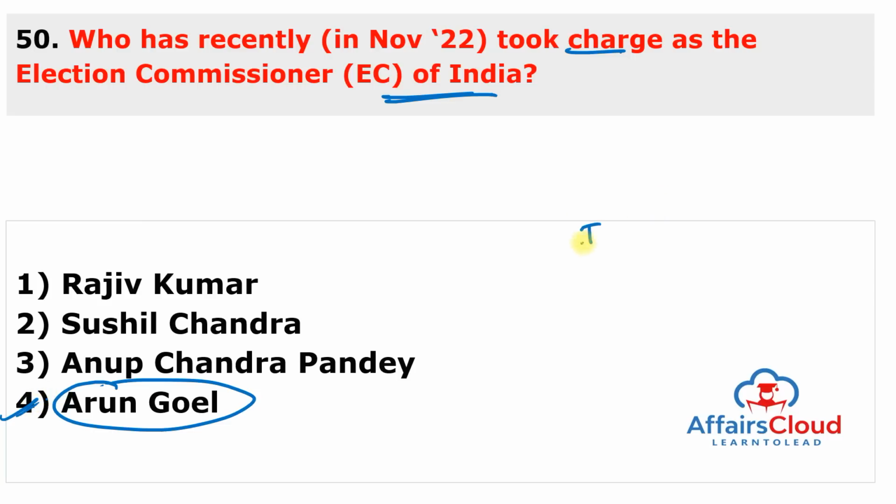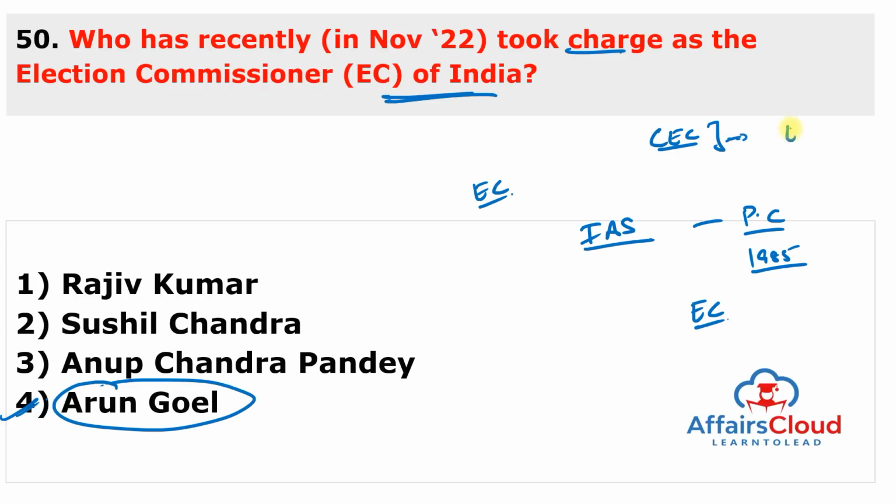Arun Goyal, the retired Indian IAS officer, who belongs to the Punjab cadre of 1985 batch, took charge as the Election Commissioner of India, and President Draupadi Murmu ji appointed him as one of the Election Commissioners of India. And Rajiv Kumar took charge as the Chief Election Commissioner following the retirement of Sushil Chandra in May 2022. Since the post of Election Commissioner in the 3-member Election Commission of India was vacant.